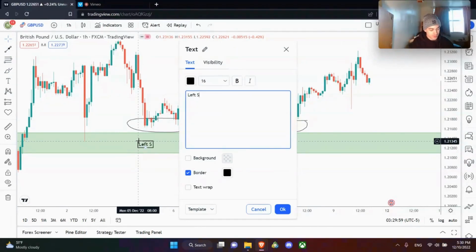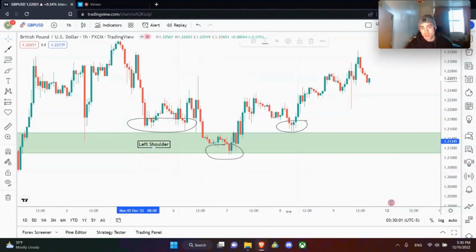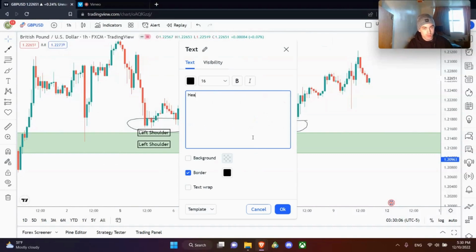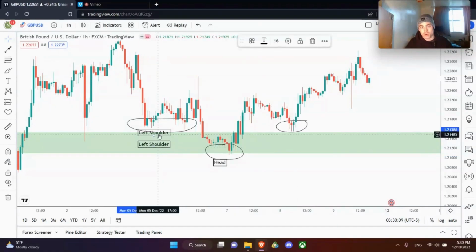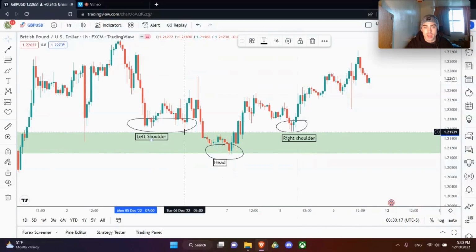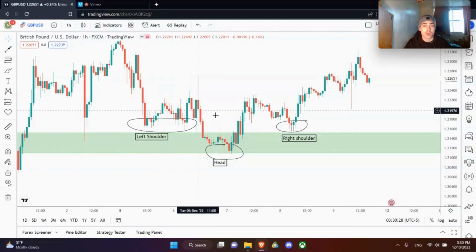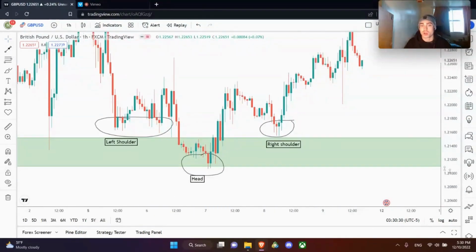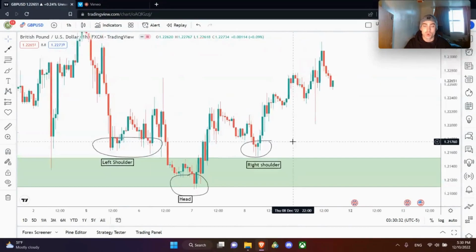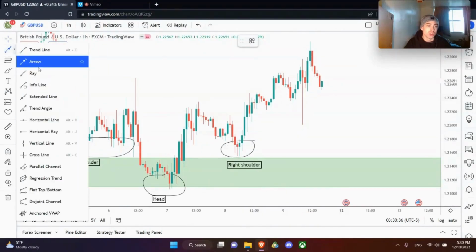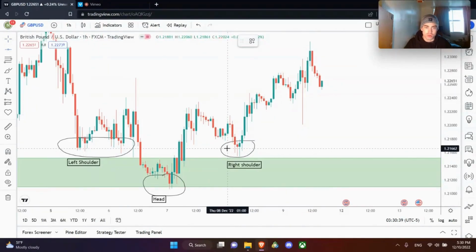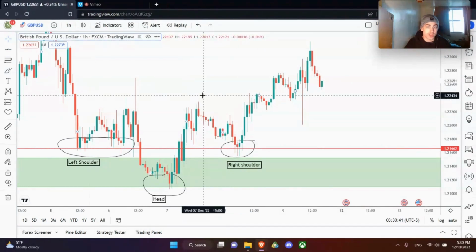We have left shoulder, and then we have our head, and then we have our right shoulder. This is that head and shoulders pattern. And there are two ways to trade this. We have an aggressive way and more of a conservative way. So I'm going to go over both right now. The more aggressive trade would be trading the right shoulder at the level of the left shoulder.